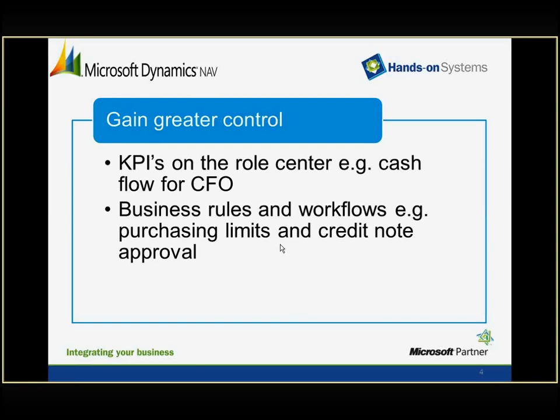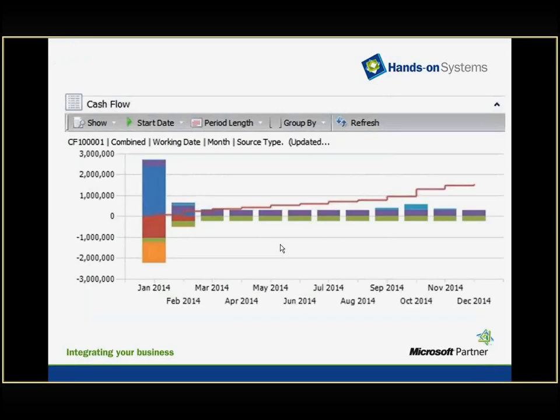business rules and workflow. Our next screenshot here is just a quick example of some of the key performance indicators that we will present to the CFO, and this is a cash flow forecast. So going forward, predicting our cash. We'll actually see this live in a few minutes in the demonstration piece.